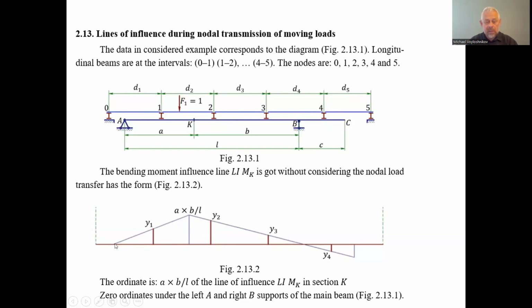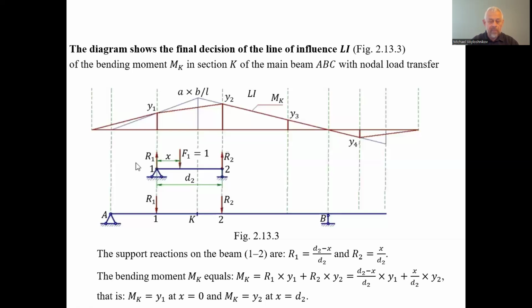The magnitude of the bending moment is 0 when the unit force is located on the support A. The magnitude of the bending moment at the point K of the main beam is 0 when the assumed load is located at the point B, and it is the product a by b divided by L if the moving load is located at the point K. Besides, we have to consider the influence of the panels on the line of influence of the moving load on the bending moment at the point K of the main beam.